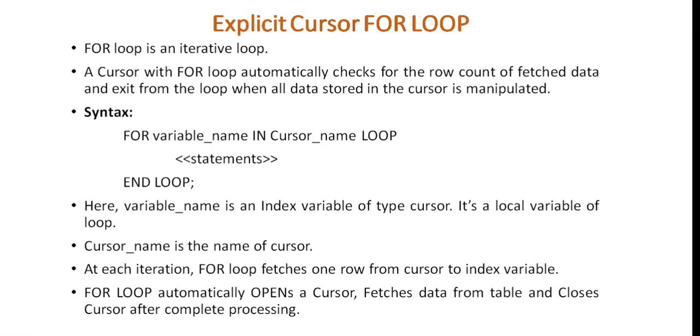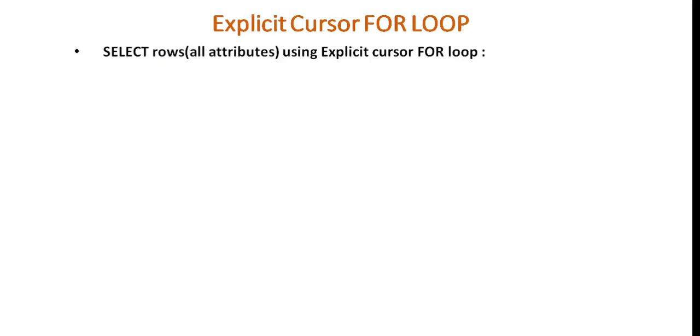When you give a for loop with the cursor name in your program, that for loop automatically opens the cursor, fetches data from the table, and closes the cursor after the loop ends. So there is no need to write those three instructions; after using the for loop we can save them. Now we'll see how to use this for loop with an explicit cursor in a program.